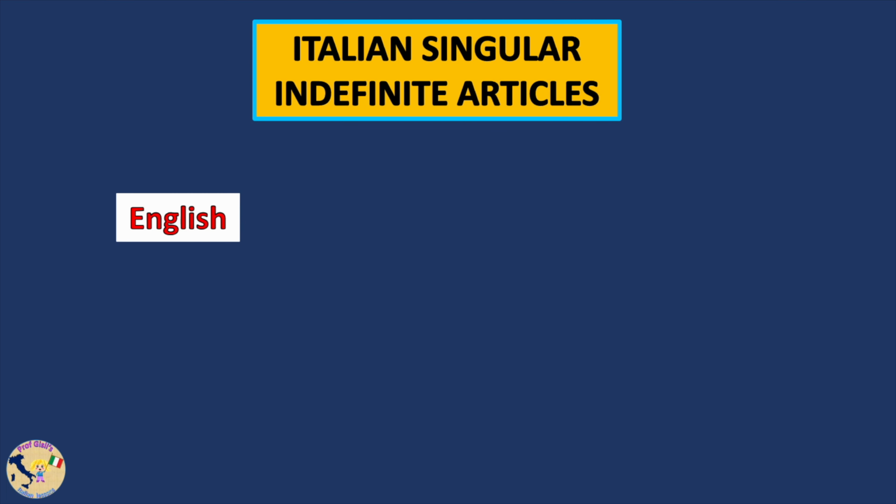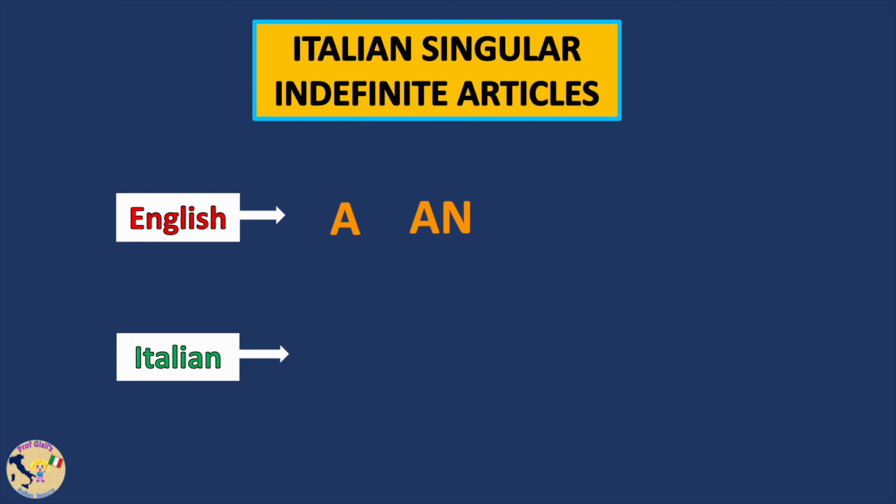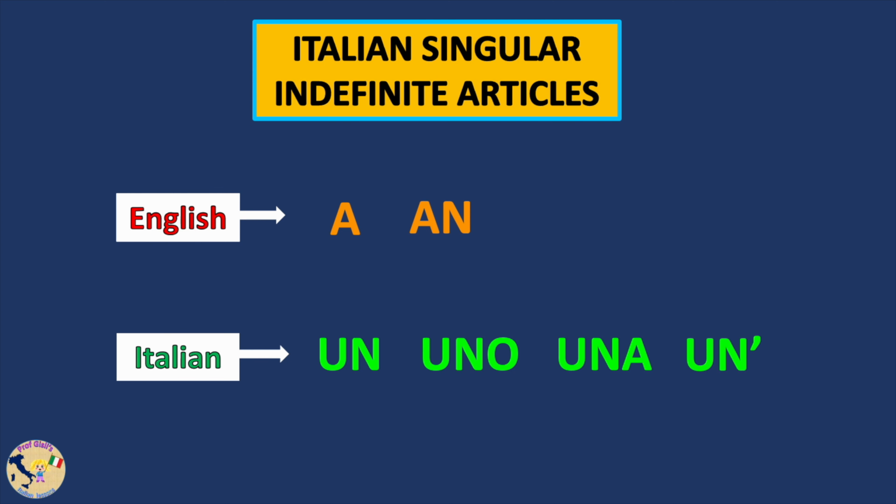Whereas English has got two singular indefinite articles, a and an, Italian has got four singular indefinite articles: two masculine, un and uno, and two feminine, una and un with apostrophe. Let's look at the rules for using these articles in front of Italian nouns.